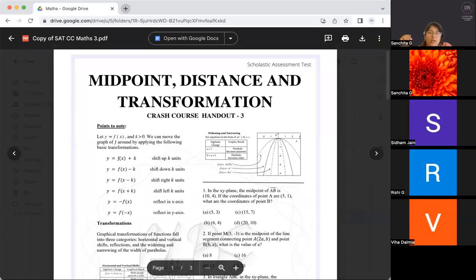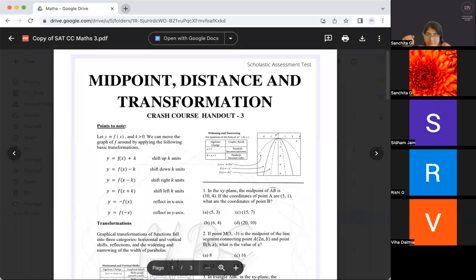Okay. Well, so the first thing that we will be starting here is midpoint and distance. I'm sure that you must have covered it in your school, right? Midpoint and distance formulae. Yes, guys? Okay. I'll ask Viha. Tell me, what is the midpoint formula?